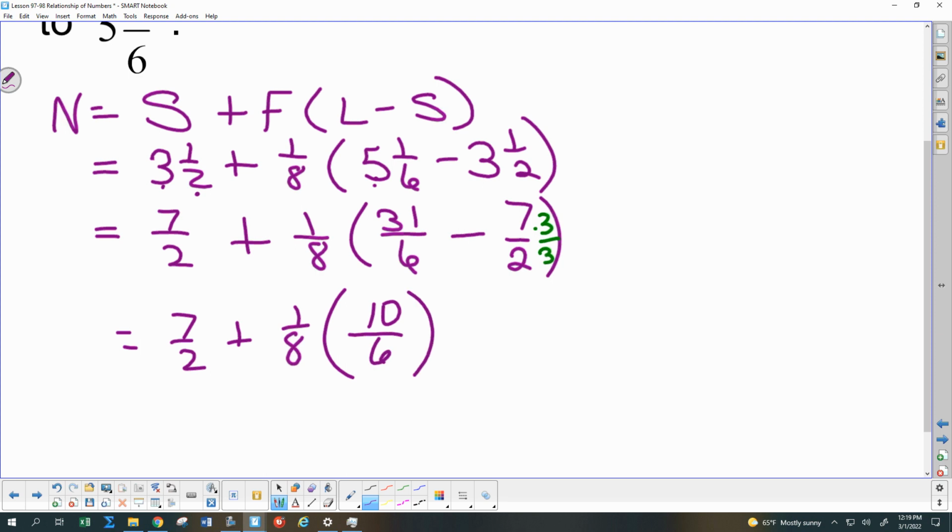I simplified inside my parentheses. I don't have any exponents. I have to multiply or divide before I do that addition. So I need to do 1/8 times 10/6. Remind me how to do that, Wyatt.